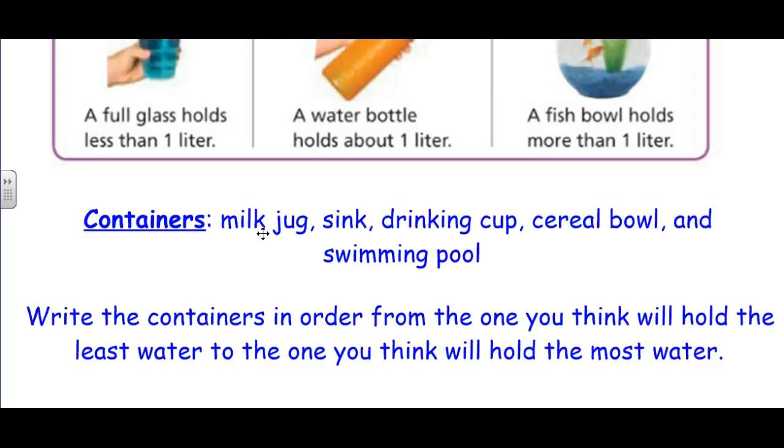Okay, so depending on the size of the cup and the size of your cereal bowl, either one of those could have been first. So if you put drinking cup and then cereal bowl, or cereal bowl and then drinking cup, I'm okay with that. What would come next is a milk jug, because you could probably take quite a few milk jugs and pour them into the sink until your sink got full. So drinking cup, cereal bowl, then milk jug, then a sink, and then a swimming pool. The swimming pool would definitely hold the most amount of water. It would take a lot of liters to fill up a swimming pool.